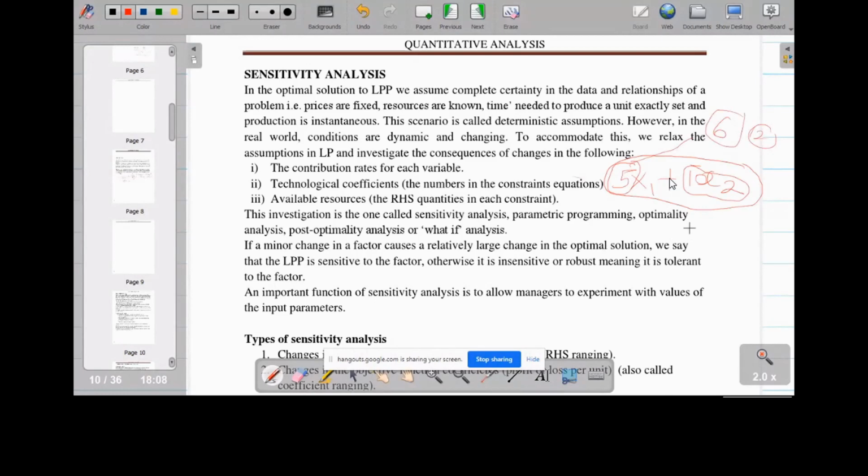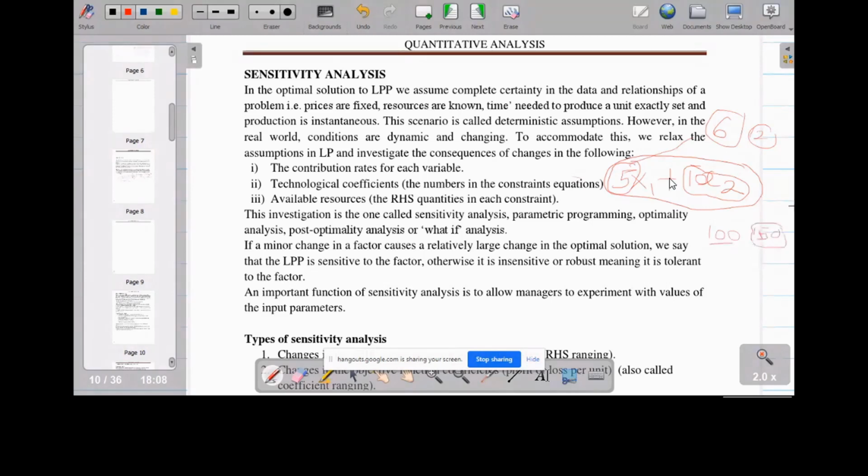Or for example, you have a limiting factor, which is 100. You decide to increase this limiting factor maybe to 150. Then from there, you see how the maximum profit or the minimum cost will be.